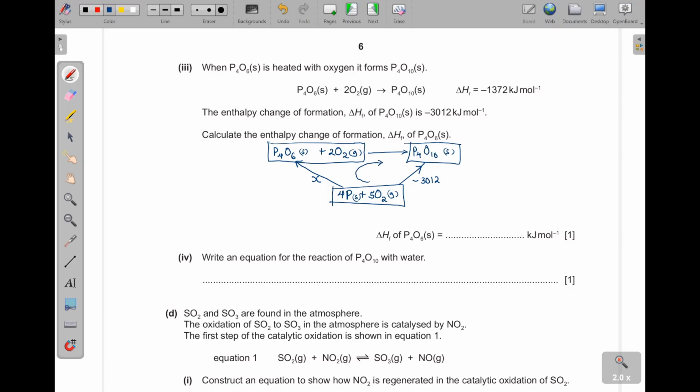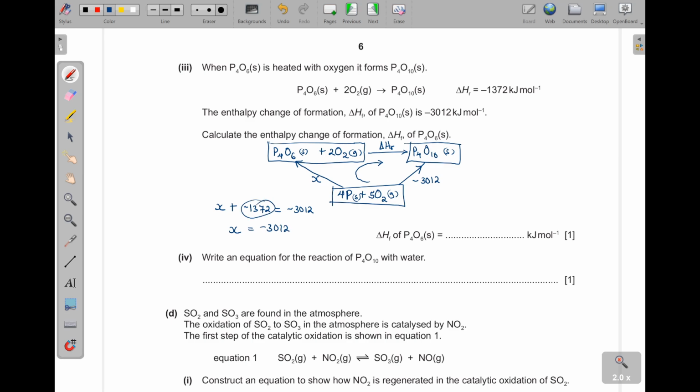Okay, so I always say clockwise is equal to anti-clockwise. Okay, this one when it joins here, it joins that line. This one when it joins here, then it goes this other side. So we are going to have now X, then plus DHR here. Okay, the DHR is actually this one here, so we shall put plus minus 1372. Then this one is equal to this one here, which is minus 3012.